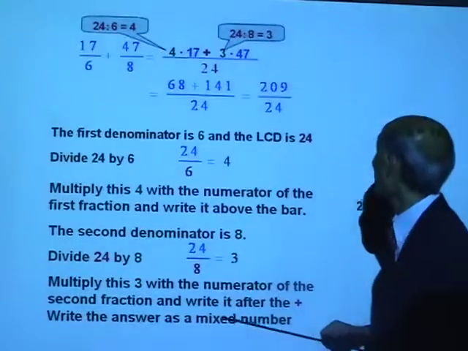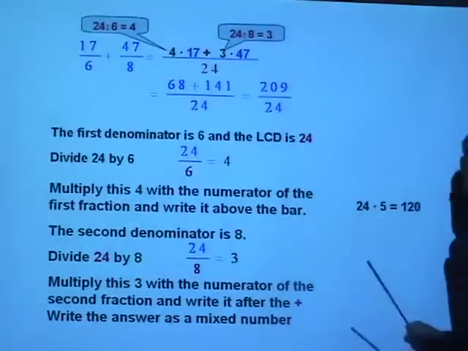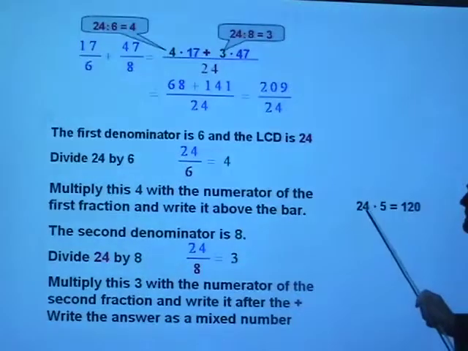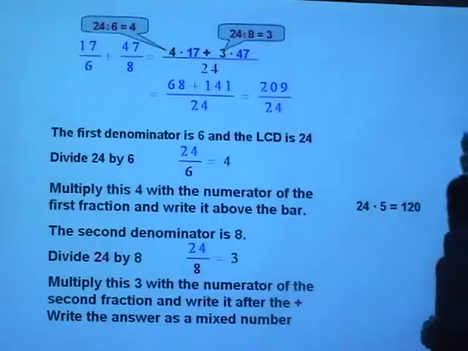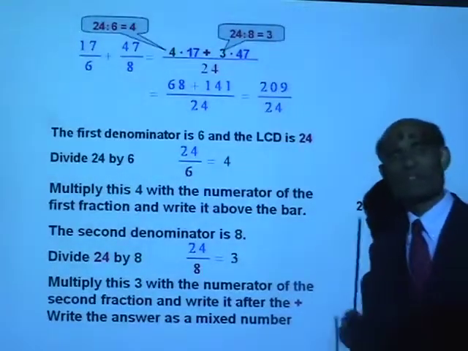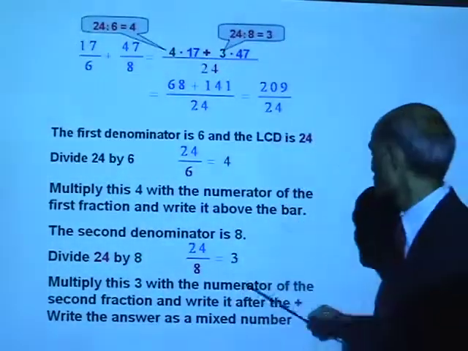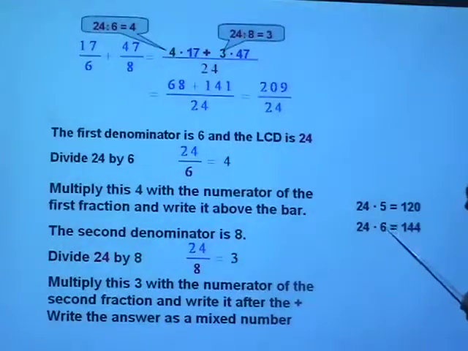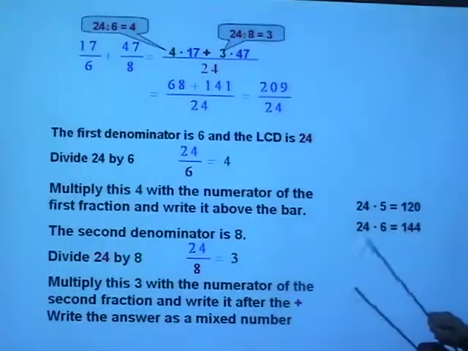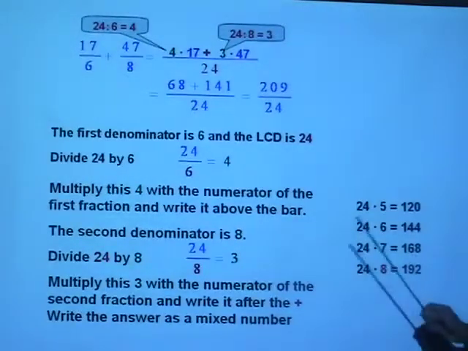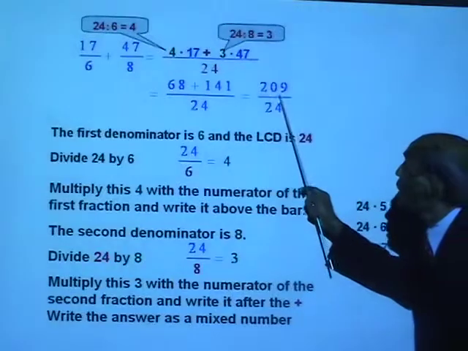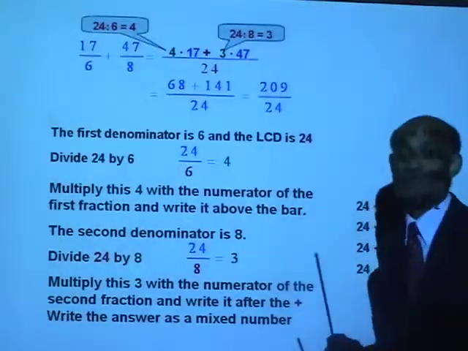How many 24s are there in 209? Now, I start it like this. 24 times 5 is 120. Do you know that? 24 times 5 is 120. 24 times 6 is 144. 24 times 7 is 168. 24 times 8 is 192. You see, we are getting closer and closer to 209.